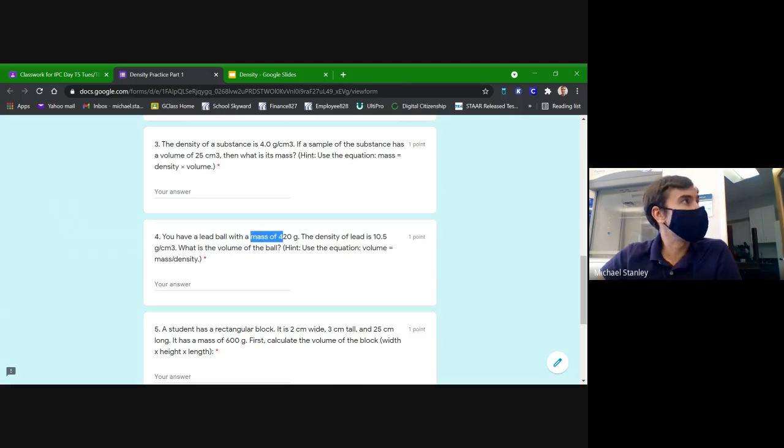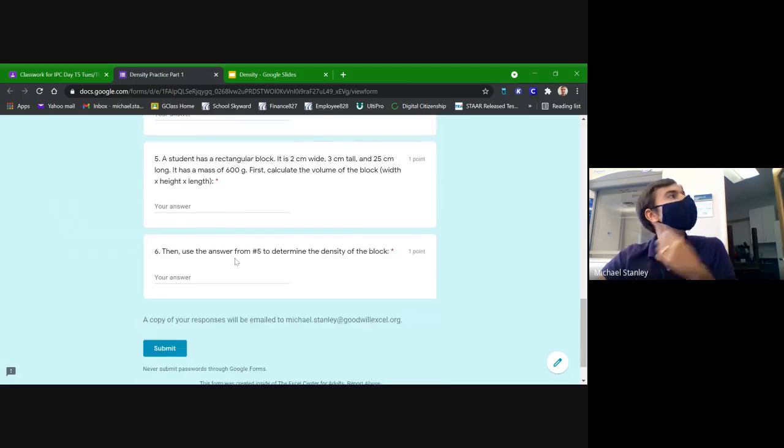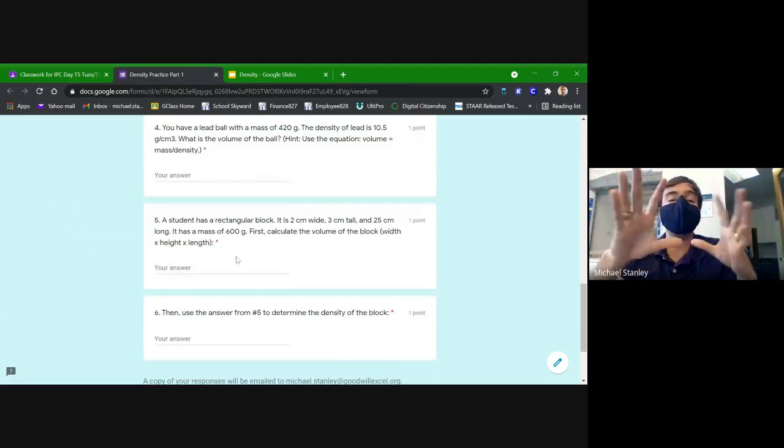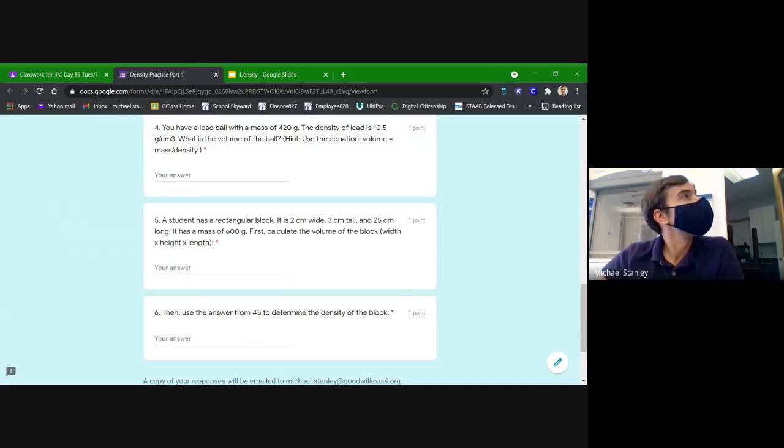And so it gives you the mass and the density of lead. And so again, I give you a little hint of what the volume equation looks like to figure out if you have mass and density. And then number 5 and number 6 actually go together. They're kind of linked questions.